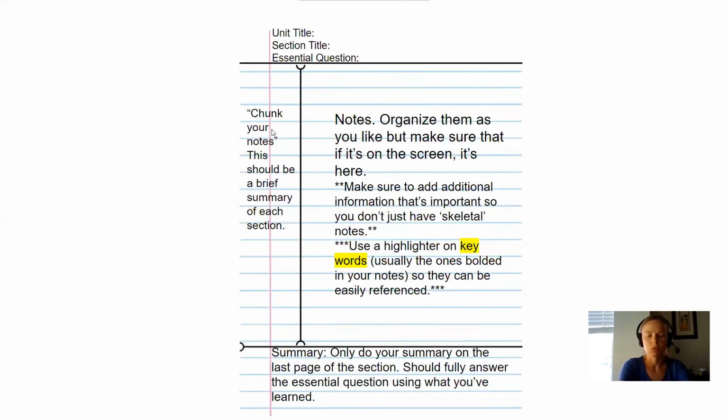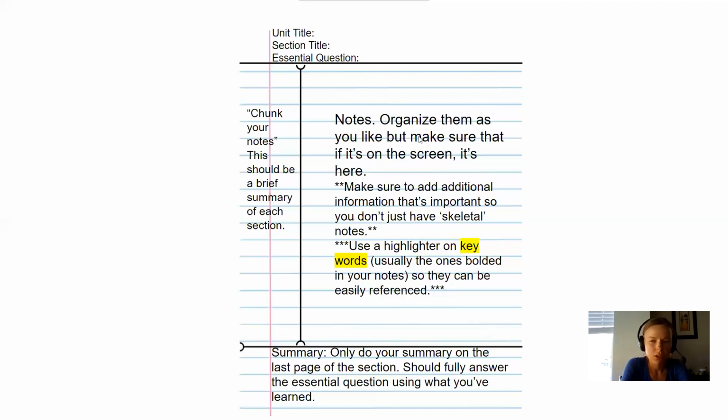It's called chunking. You take like a paragraph and you say what that paragraph is about, or you take a chunk of the notes and you say what that's about. That's why we call it chunking. So that's kind of where you take notes on your notes. That's for you. Now, this big part on the right, that's where you're actually going to be writing your notes.